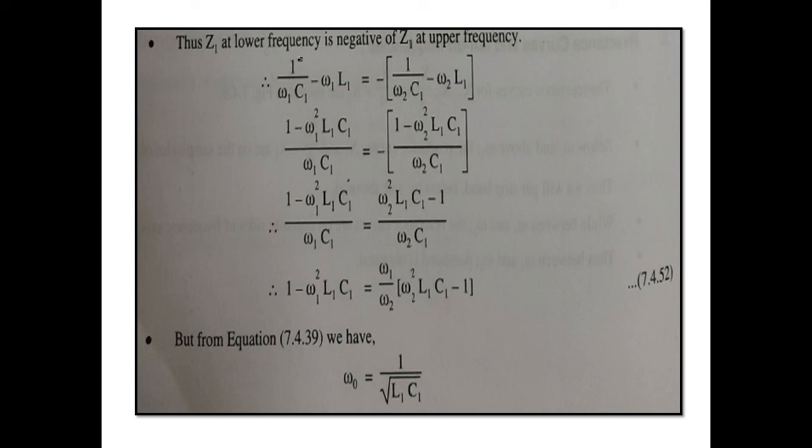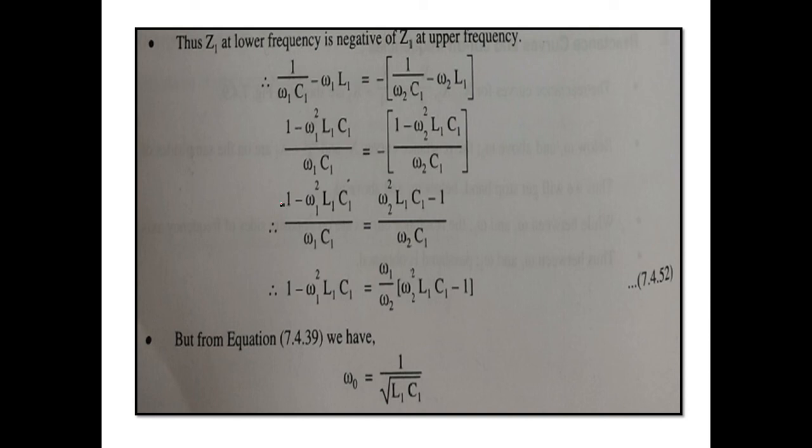So what we do, 1/Z1 minus 1/Z2: 1/(ω1C1) − ω1L1, the series arm impedance, is equal to −1/(ω2C1) + ω2L1. So we rearrange the equation by taking the cross multiplication, means ω1C1 is equal to −ω2C1.